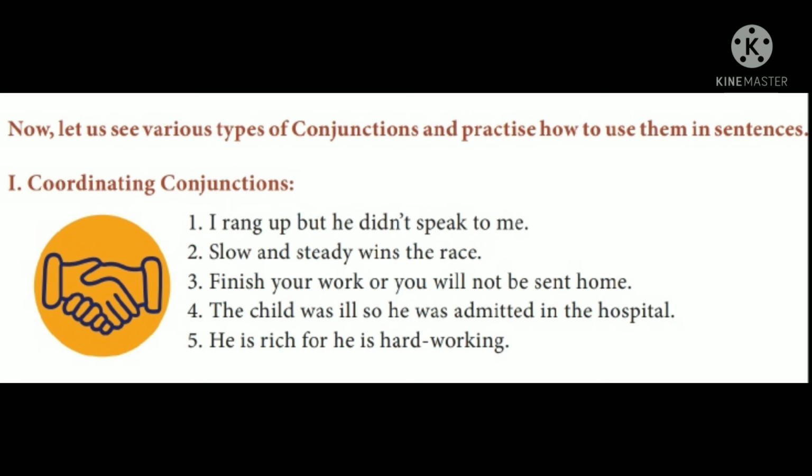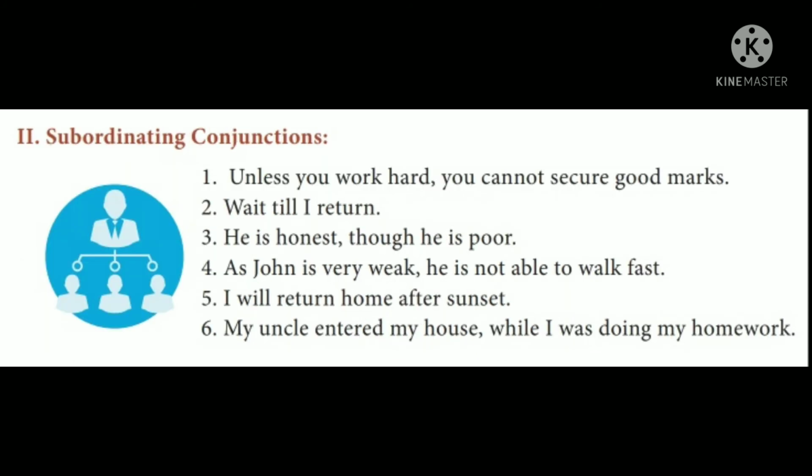Third sentence, finish your work or you will not be sent home. So here or is a coordinating conjunction. Fourth sentence, the child was ill, so he was admitted in the hospital. So the word so is a coordinating conjunction. Fifth sentence, he is rich for he is hardworking. So in this sentence, for is the coordinating conjunction. Once again, I'll read the conjunctions used in the 5 sentences. If you want, you can note it down. First sentence, but. Second sentence, and. Third one, or. Fourth one, so. Fifth one, for.